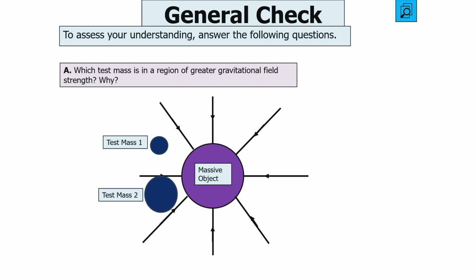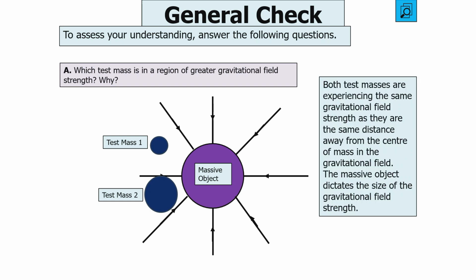So in this diagram, which test mass is in a region of greater gravitational field strength, and why? Both test masses are experiencing the same gravitational field strength, as they are both the same distance away from the centres of mass in the gravitational field. The mass of object dictates the size of the gravitational field strength.